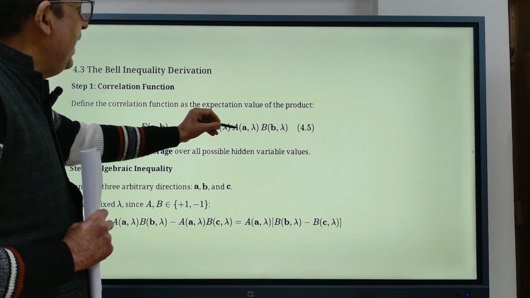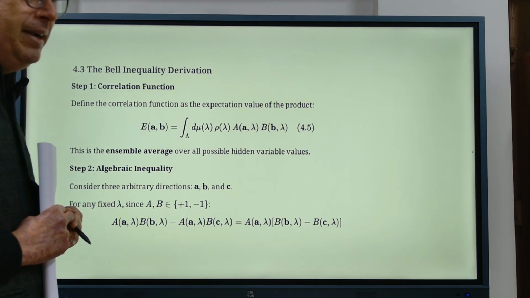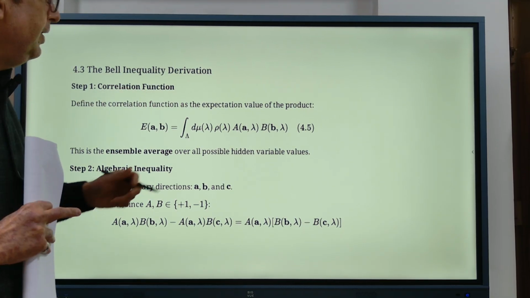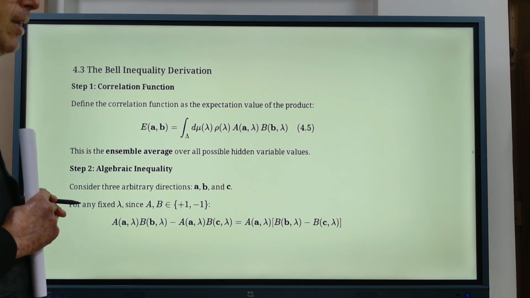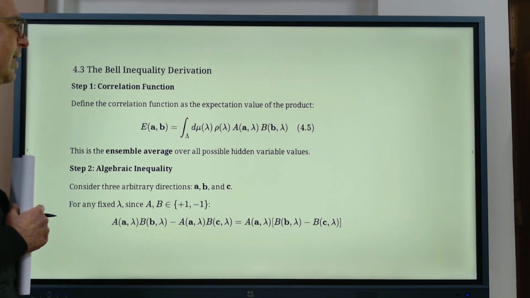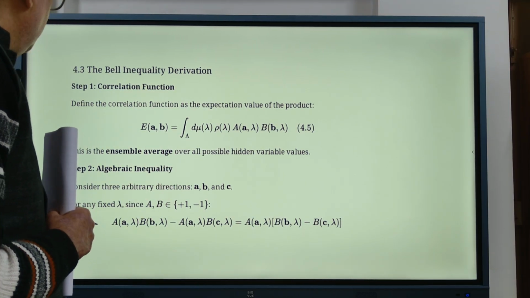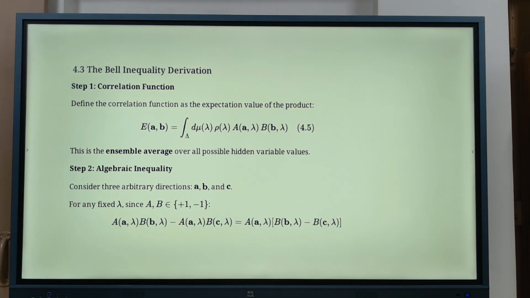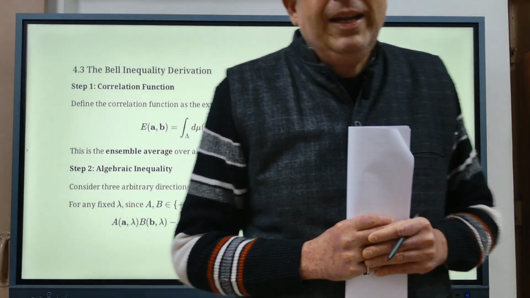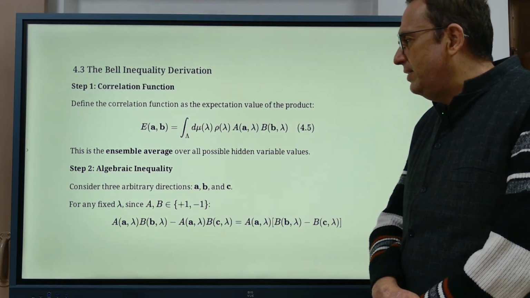So you just multiply the product of A and B with the probability distribution function and then integrate it over all values of lambda. Then you will get the expectation value of the product. This is called the ensemble average over all possible hidden variable values. Then we start with three directions A, B, C. So there are basically three directions that we consider.